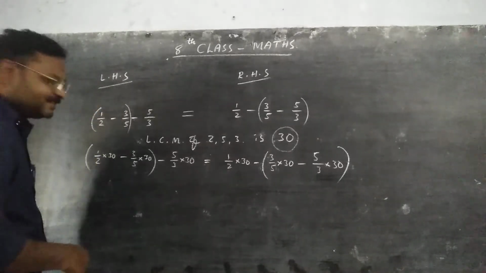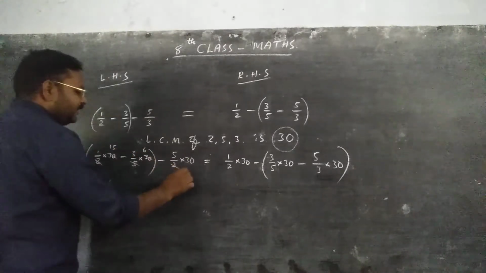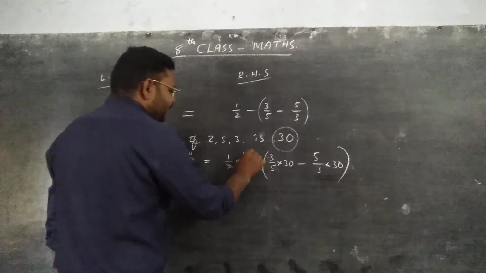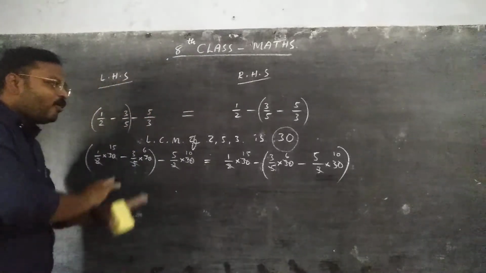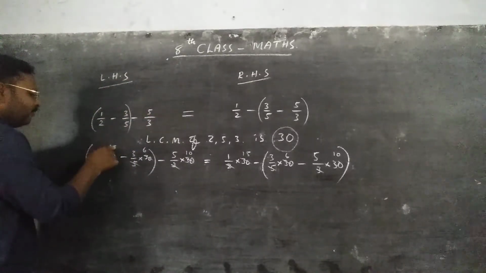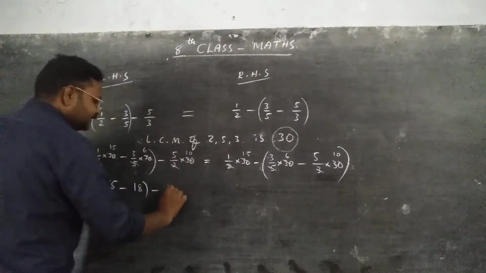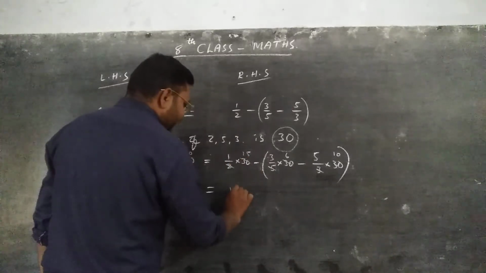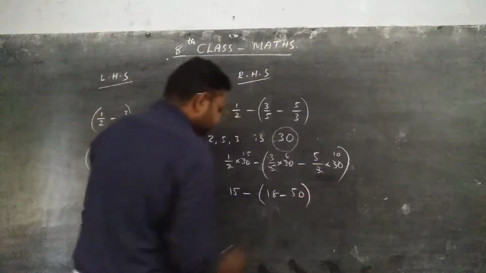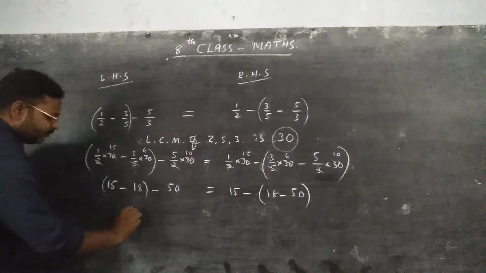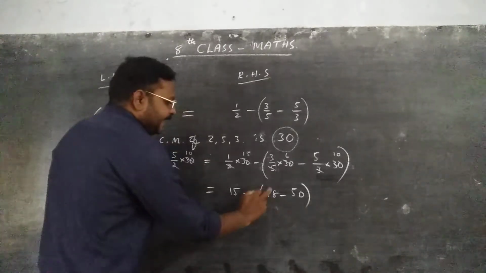Now we get cancellation. 2 ones are 2, 2 fifteens; 5 sixes; 3 tens. So all will get cancelled. 15 ones are 15, 3 sixes are 18, minus 5 tens are 50. On the other side, 15 ones are 15, minus 6 threes are 18, minus 5 tens are 50. Now see here, we get (15 minus 18) minus 50.